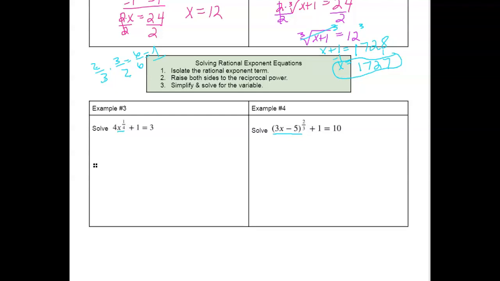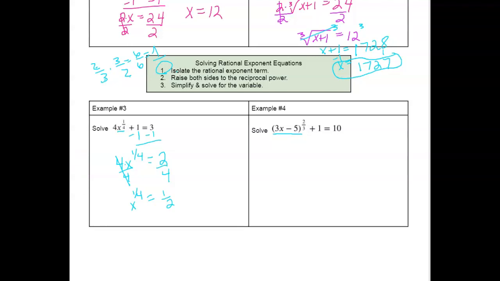So on example 3, we're going to get the x to the 1/4 by itself first, because that's step number 1. Remember, you always add or subtract first. So 4x to the 1/4 is equal to 2. That's being multiplied, so to get rid of the 4, we're going to divide. And we can't really divide. If you want a decimal, that's fine, but 2/4 reduces to be 1/2. I like to leave it in fractions. It would not be wrong if you changed it to a decimal though, okay?